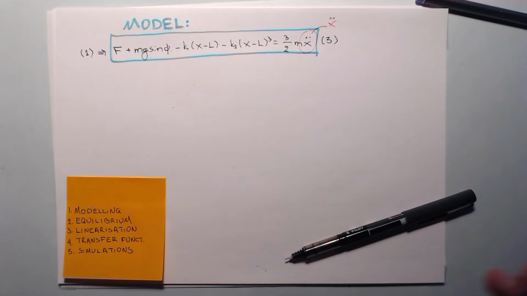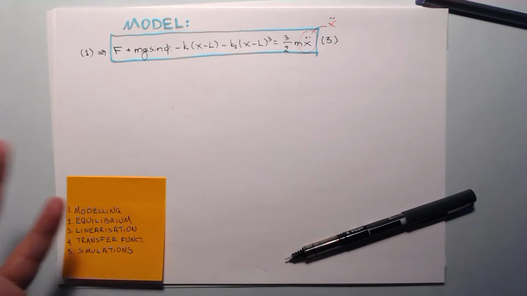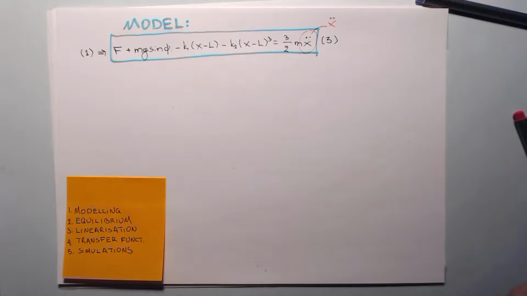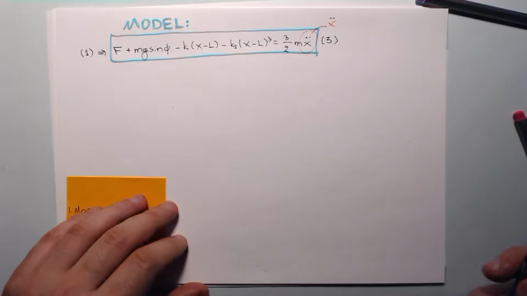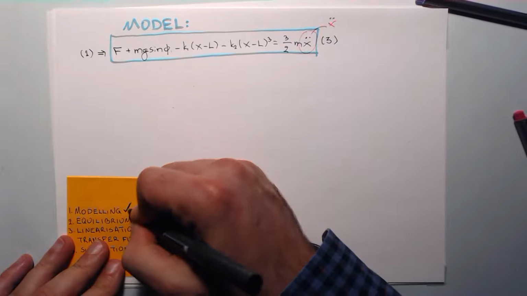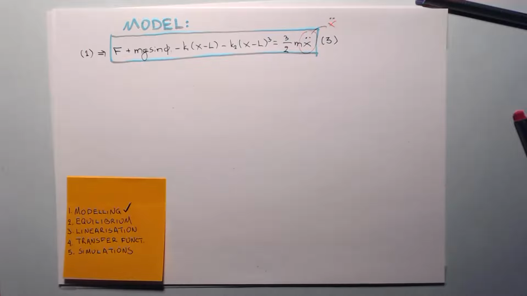So if you want to pass that to a software, you need to first write it down in its state space representation. We're not going to do that yet. And we have therefore completed step 1, which is to model the system dynamics.